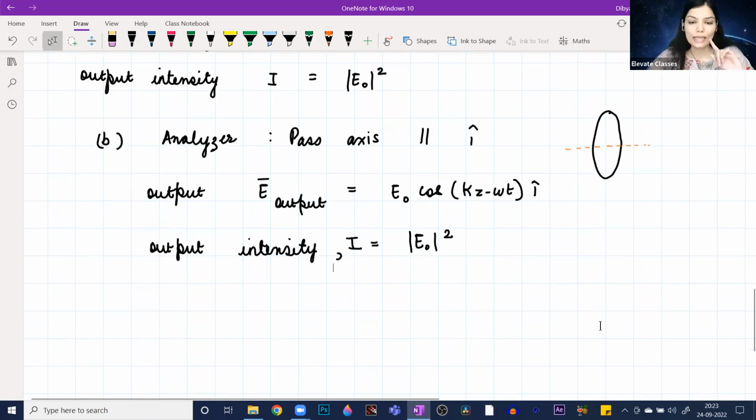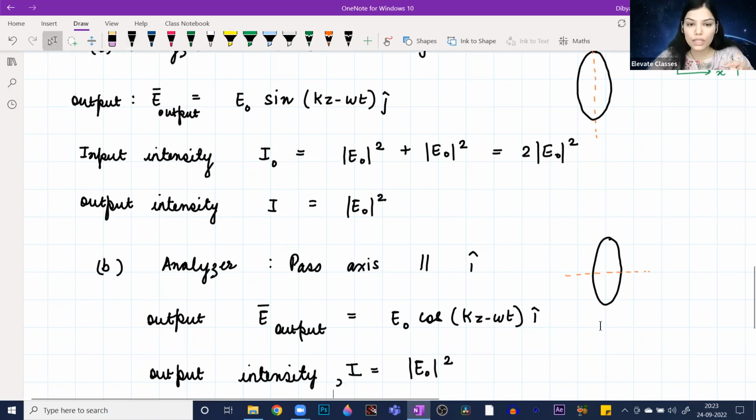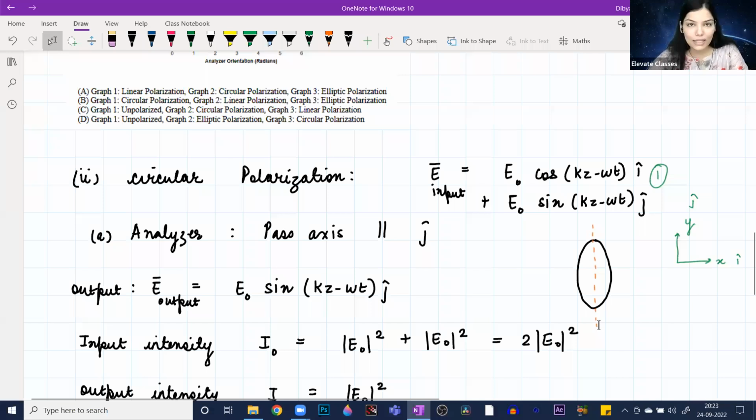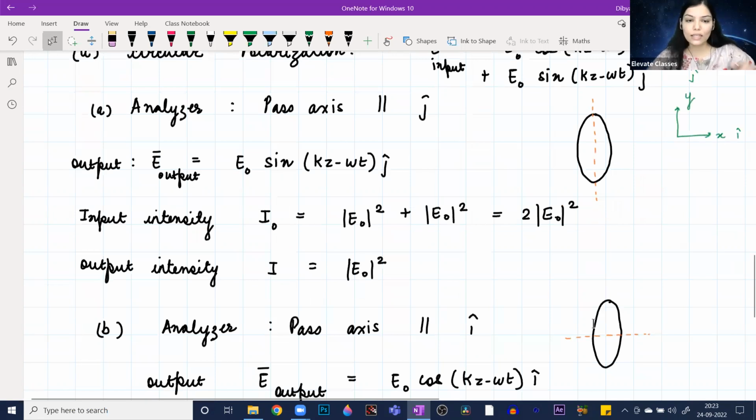But notice this will not be true if it is an elliptically polarized light. Elliptically polarized light also has two components, I can block one and pass the other. But in that case, both components do not have the same magnitude. One will have some EX magnitude, one will have some EY magnitude. The first condition of circularly polarized light is that the amplitude of both the ith and jth components are equal. Therefore, irrespective of which component I am blocking and which I am passing, each time I am getting the same output intensity, which will not be true for an elliptical polarization.